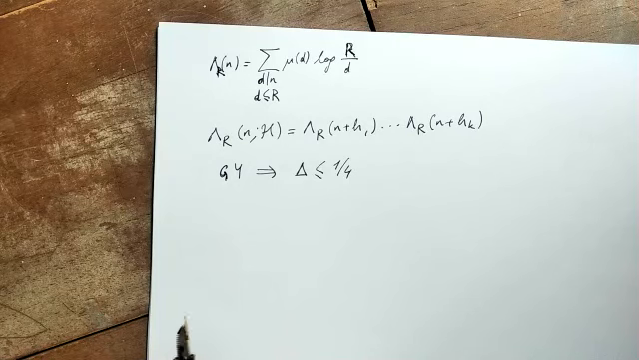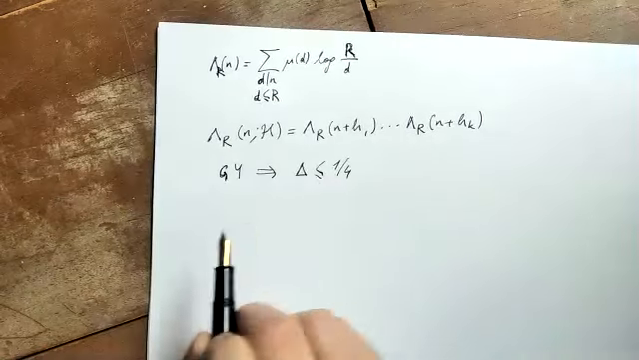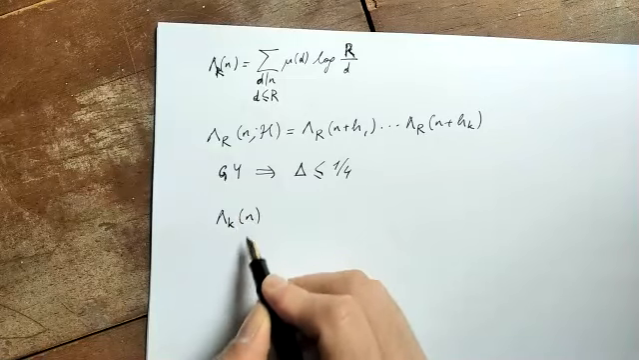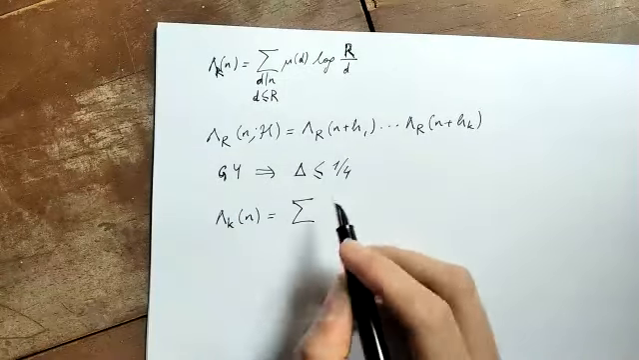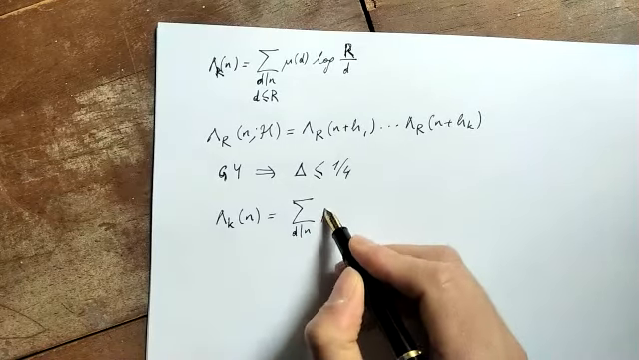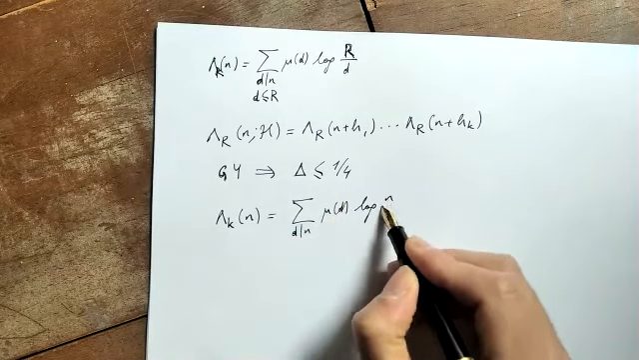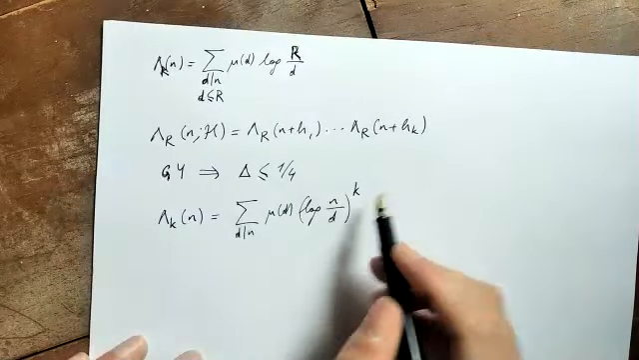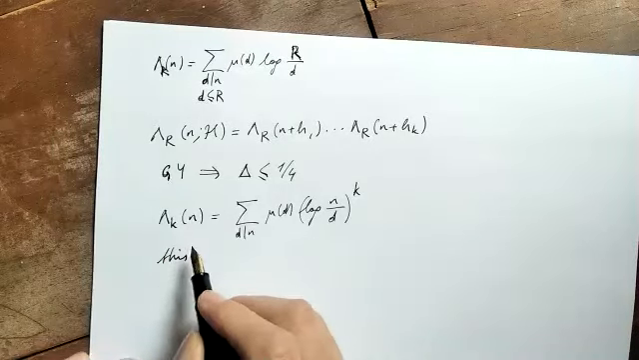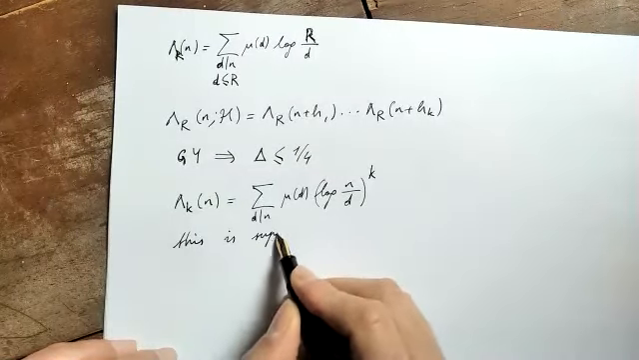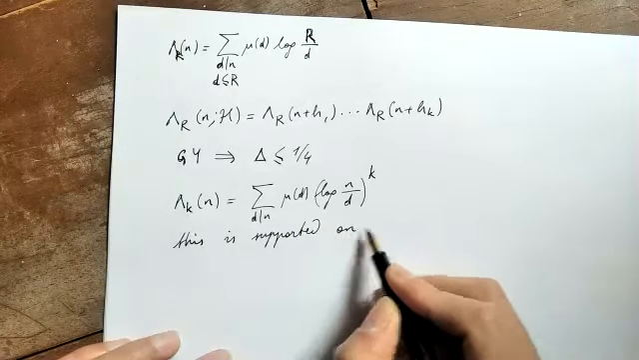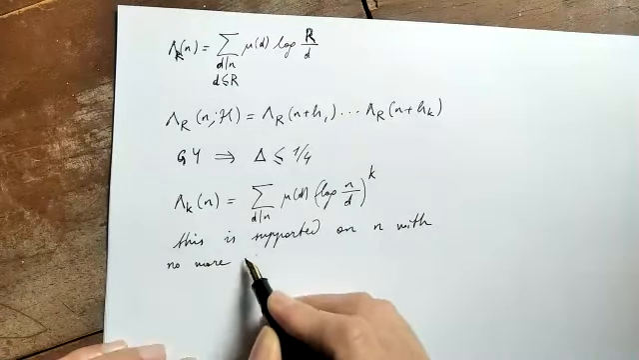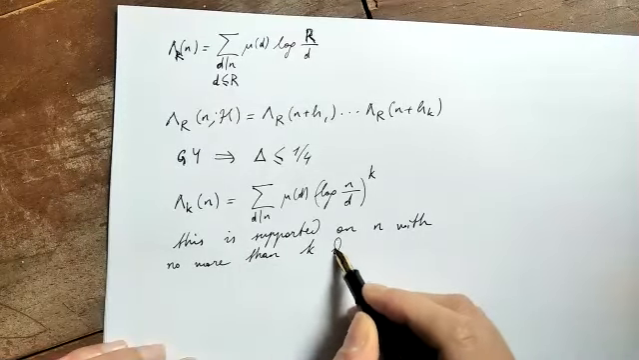Now, to arrive at that, there is the so-called generalized von Mangoldt function, lambda_k, which is the sum over divisors of n of mu(d) times log(n over d) to the k. This has the property that this is supported on n with no more than k distinct prime factors.